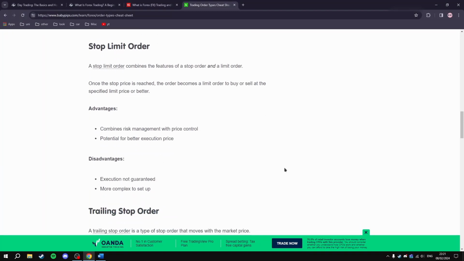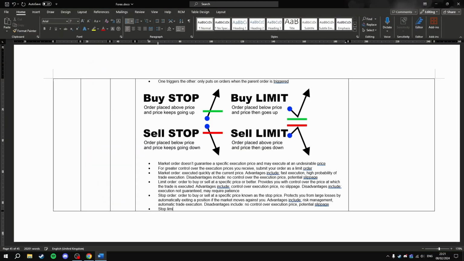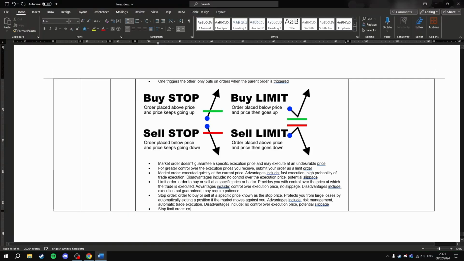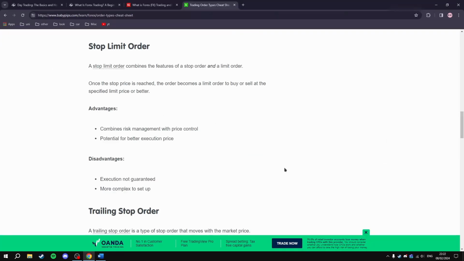Stop limit order. A stop limit order combines the features of a stop order and a limit order. Once a stop price is reached, the order becomes a limit order to buy or sell at the specified limit price or better.